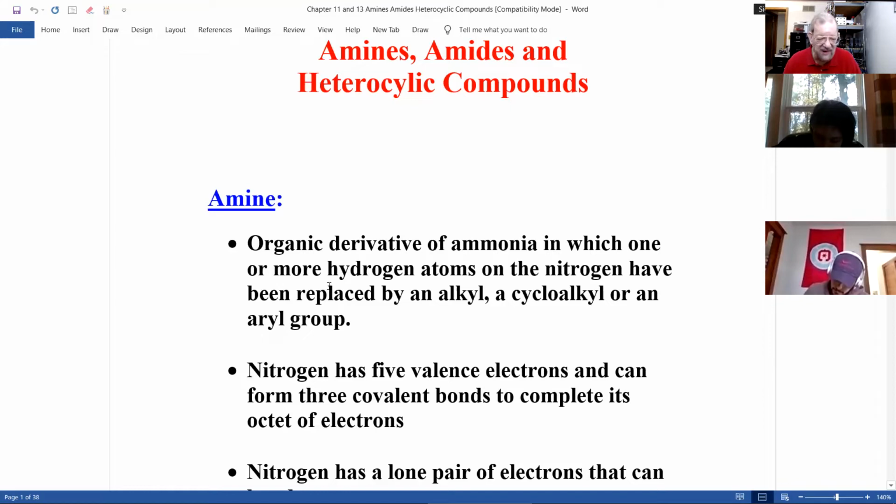Now, what is an amine? Amine is an organic derivative, something made from ammonia, in which one or more of the hydrogen atoms on nitrogen are replaced with an R group. That can be alkyl, cycloalkyl, or benzene ring aromatic, and we call that aryl. So what are we talking about in amines?